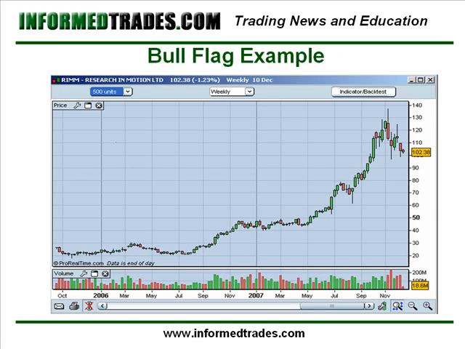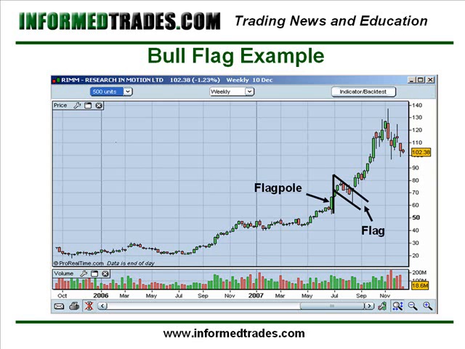Okay, so we have a chart of Research In Motion here, and towards the right-hand side of the chart you can see a little jump in the market there. And then the consolidation, which we can encompass with two parallel lines, forms our flag portion of the pattern. And then the flagpole is represented by the up move in the market. So you can see the flagpole and the flag there.